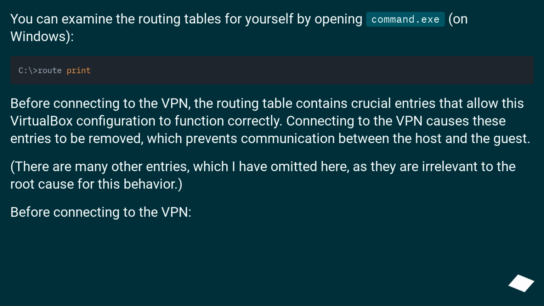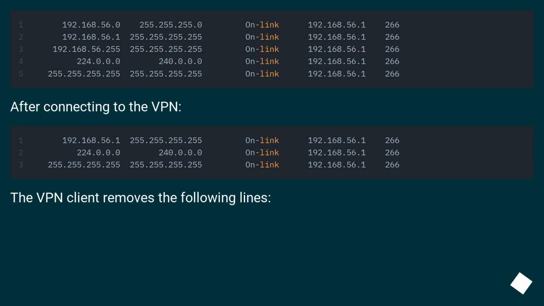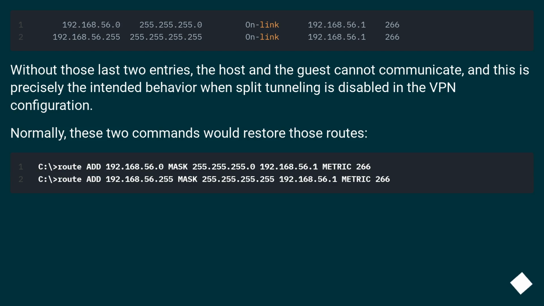There are many other entries, which I have omitted here, as they are irrelevant to the root cause for this behavior. Before connecting to the VPN, after connecting to the VPN, the VPN client removes the following lines. Without those last two entries, the host and the guest cannot communicate. And this is precisely the intended behavior when split tunneling is disabled in the VPN configuration. Normally, these two commands would restore those routes.